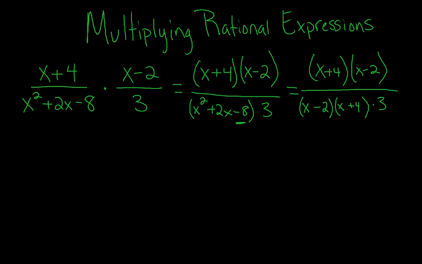From here, we can look to see, are there common factors in the numerator and the denominator? Remember, it has to be an entire factor, something we multiply by something else to get a product. So here you can see in the numerator we have x plus 4, and we also have x plus 4 in the denominator. Same goes for x minus 2. We have x minus 2 in the numerator and x minus 2 in the denominator. So that leaves us with just 1 over 3 as our simplified rational expression after we multiply these two expressions together.